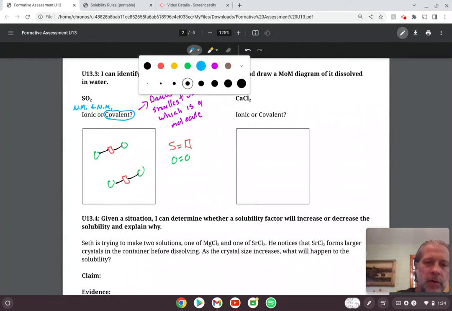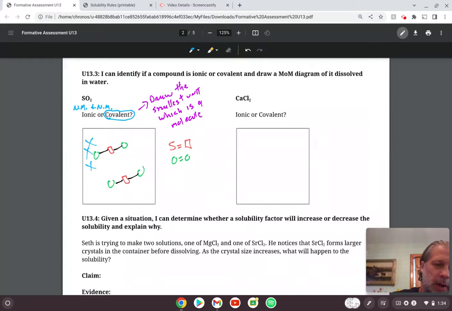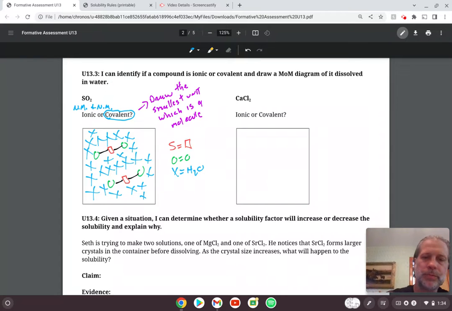And then the last thing that we have to do is show that they are surrounded by water. So I'm going to take X, which will be H2O, my water here, and I'm going to just draw a bunch of them indicating that these particular molecules are surrounded by water.